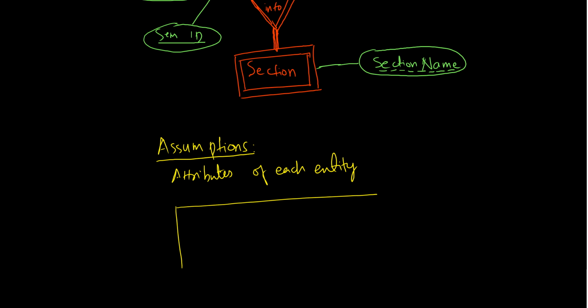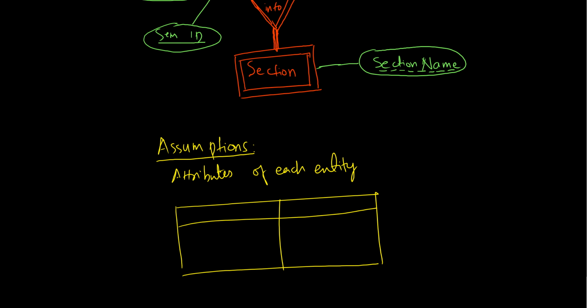So you can draw a table like structure here and write entity, attributes. Okay, for example, student, and what are the attributes we assumed here? Student ID, student name, and so on. For other entities you can write.